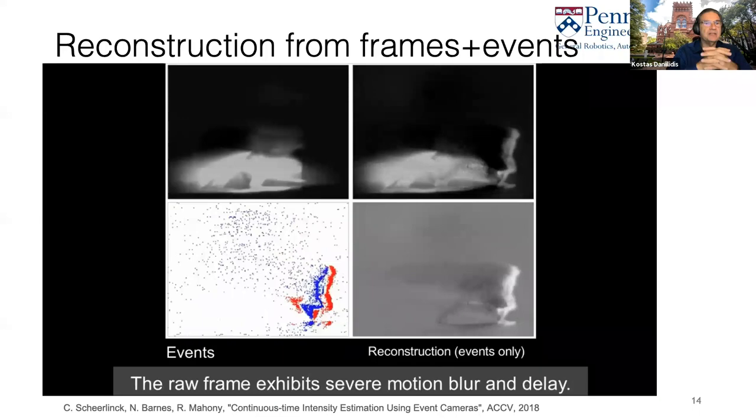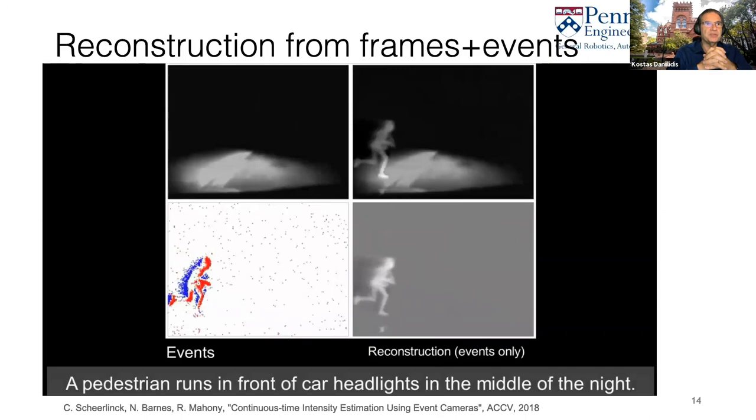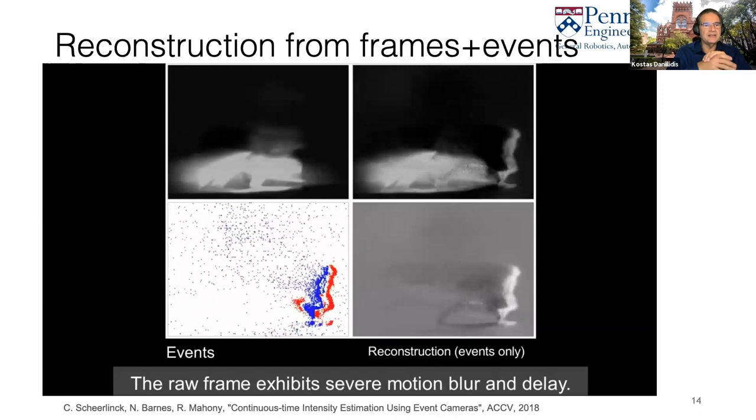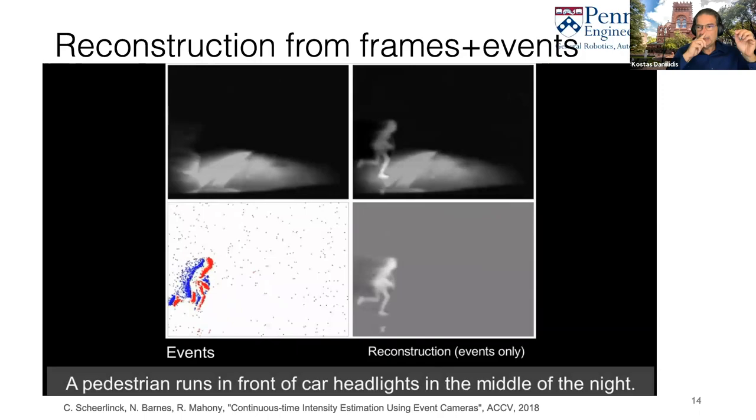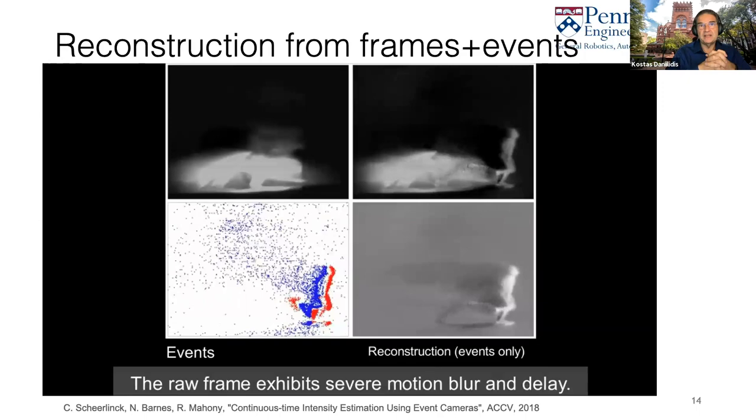And the argument from the groups that are doing this is that computer vision is probably the most successful field. CVPR is the most cited conference, not only in IEEE, across engineering. So why not just reconstruct the original input and apply all the machinery we have?